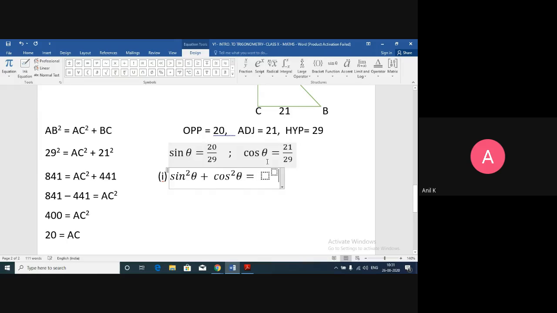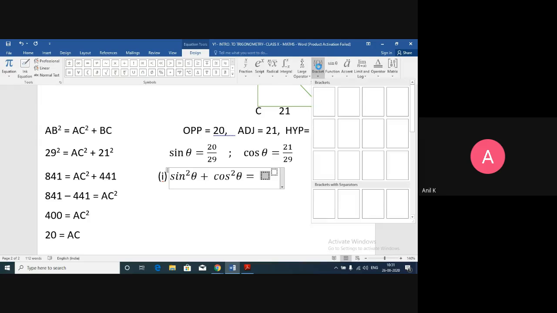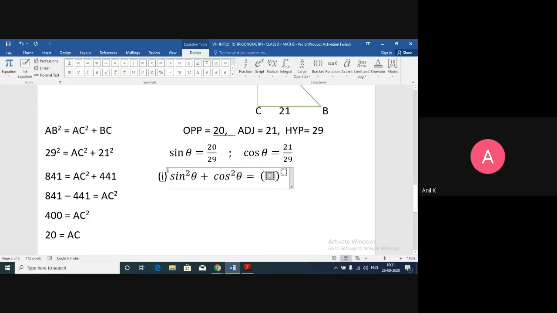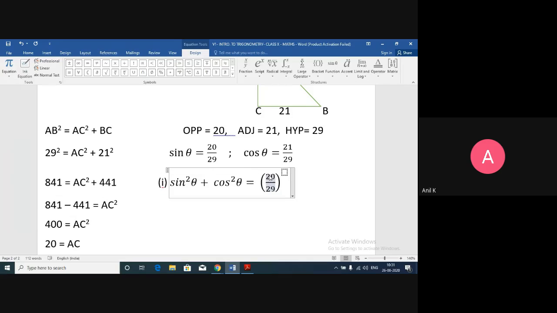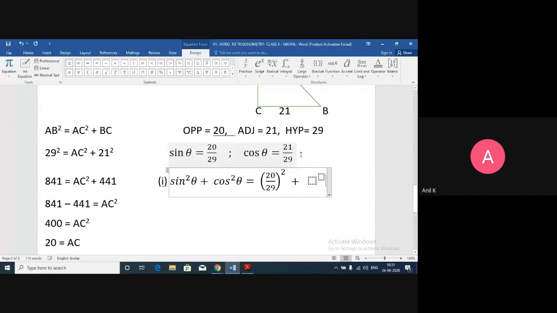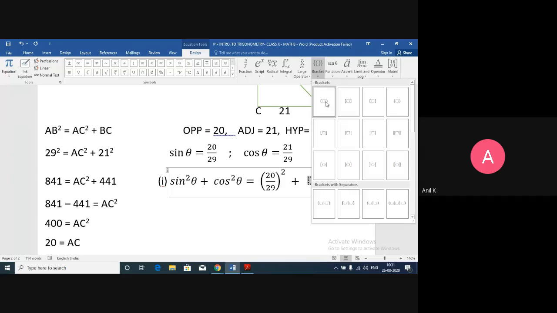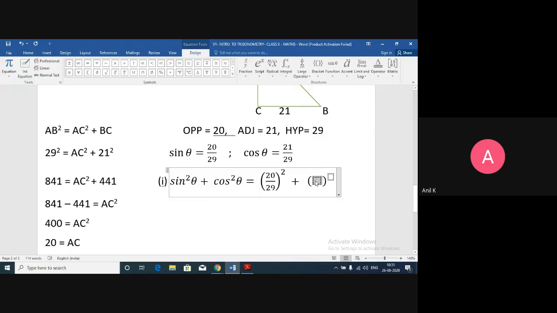So what is the sine theta value we have? Sine theta value we got as 20 upon 29, whole square. Sine square theta is nothing but sine theta whole square, so nothing to bother about. Cos square theta is cos theta whole square. The cos theta value I got is 21 upon 29, whole square. Now this step I have to simplify further.